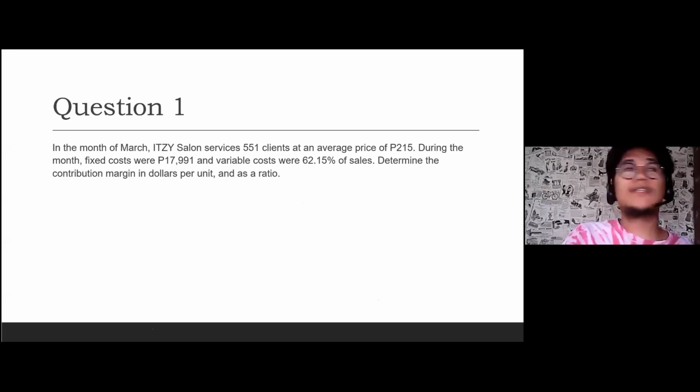So the correct answer is 37.85 for the contribution margin ratio. And the contribution margin per unit is yung 81, no? 81 pesos and 38 cents. Okay? So paano natin kinumpute yon?